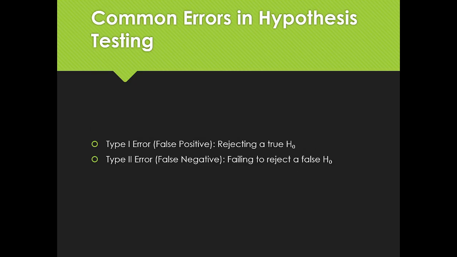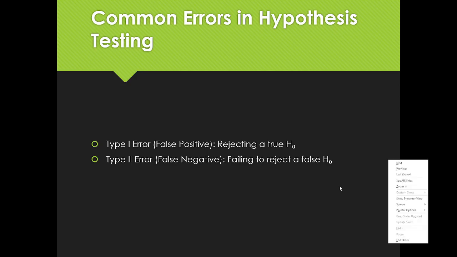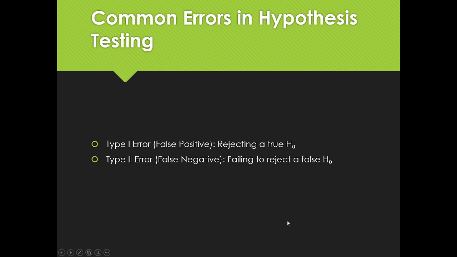Now, we have common errors in hypothesis testing. We have the type 1 error, that is false positive. If it's a type 1 error, you are rejecting a true null hypothesis, which is your H0. If it's a type 2 error, false negative, you are failing to reject a false null hypothesis.